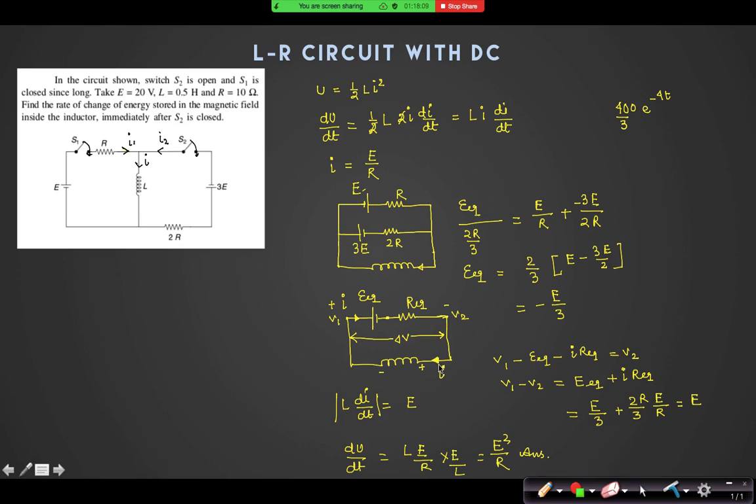I have assumed current increasing in this direction. So L di by dt will be positive like this. This is positive terminal, this negative terminal. So if you take a loop equation, what you will find? Minus L di by dt minus V1 minus V2 is equal to 0.